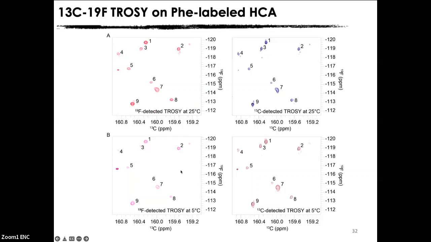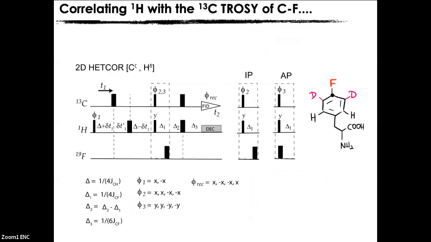But in order for us to record such an experiment, you need a probe that can pulse on fluorine and carbon. And the other thing is that the fluorine still has the problem of the CSA, even though we can disperse it in the 2nd dimension. Now, what we asked was, can we get the best of both worlds?